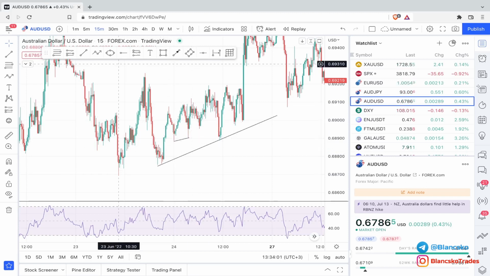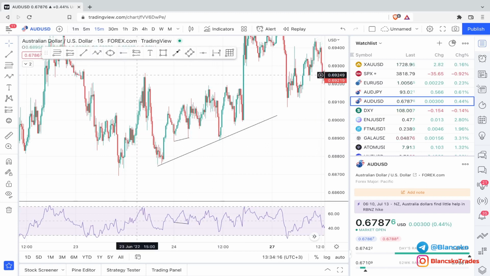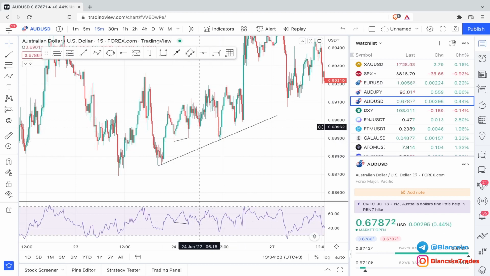But let's look at the RSI. Check this out. We have a higher low here, but then we have a lower low here. So what does that mean? Well, that means we have a hidden bullish divergence. You could have gone on the 5 minute, found your entry, entered buy, and as you can see, price went upwards. So let's move on, see if we have one more here.